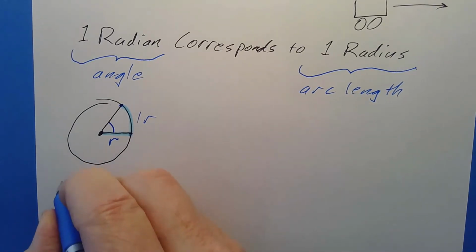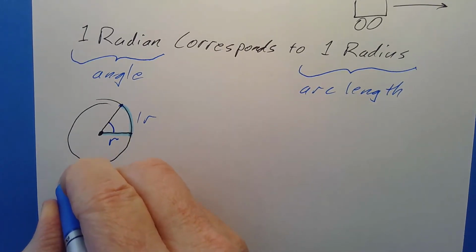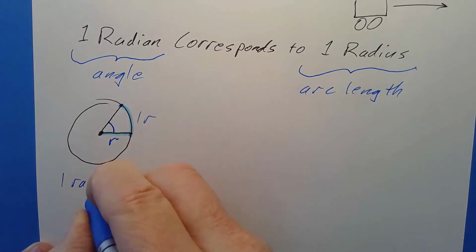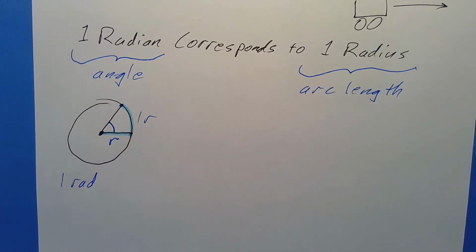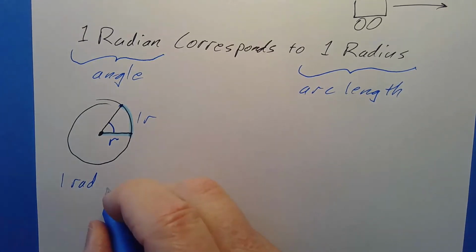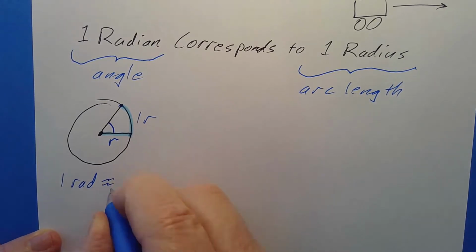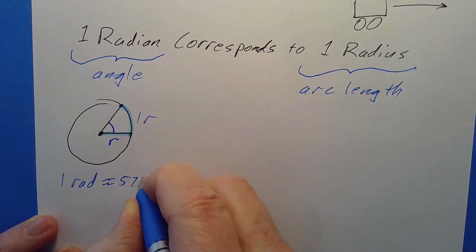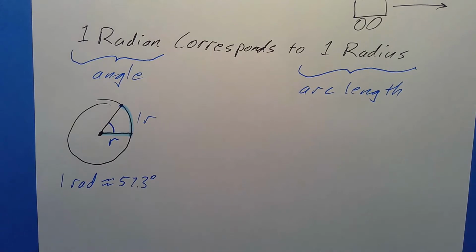Now we're going to abbreviate radian as RAD. That's a pretty common abbreviation, RAD. It turns out 1 radian is about 57.3 degrees. Okay. All right. Now you don't have to memorize that number.